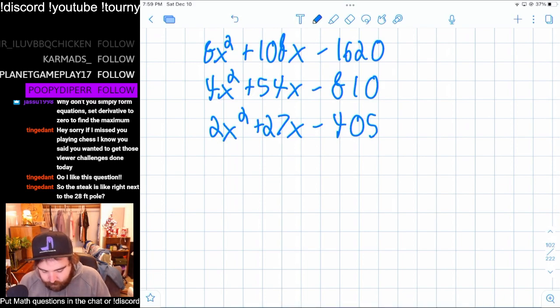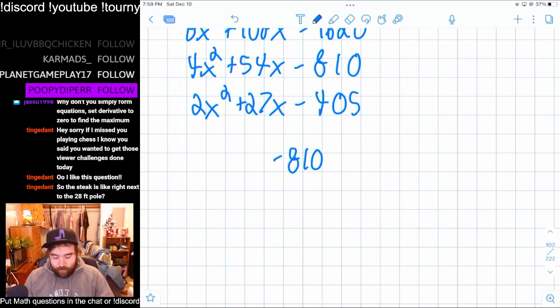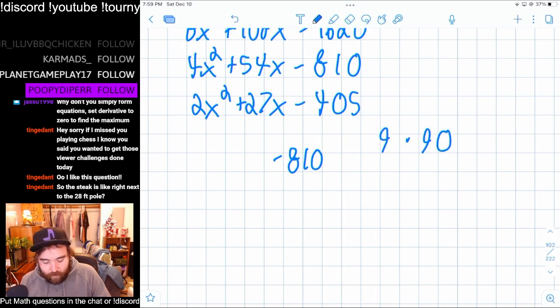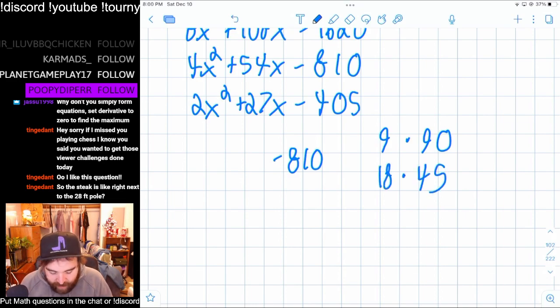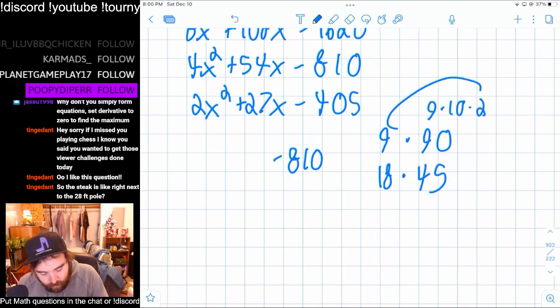So now I would do the Richmond method, and I would look at 810. What multiplies to be negative 810 and adds to 27? So what about like 9 and 90? Well, no, definitely not. 9 and 90 doesn't work. I could do 18 and 45. And that'll work. Because this is 9 times 10 times 2, or 9 times 5 times 2, so I'm bringing the 2 over there. And that'll work.